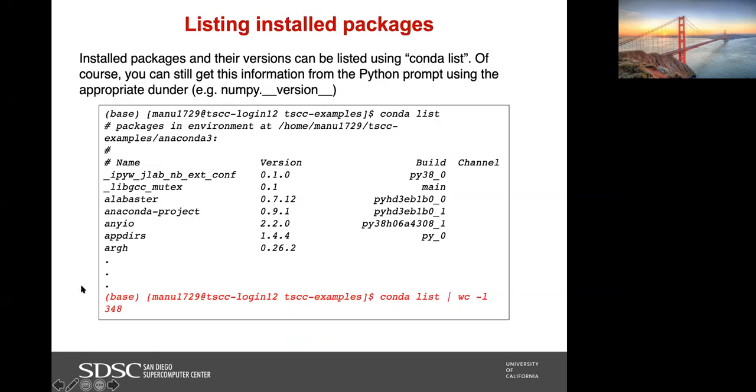Once Anaconda is installed, conda list gives you the list of packages. This is a very short list of packages. Here you can see the package name as well as the version and the channel that I mentioned before. And here you can see that this particular version of Anaconda installed 348 packages by default.